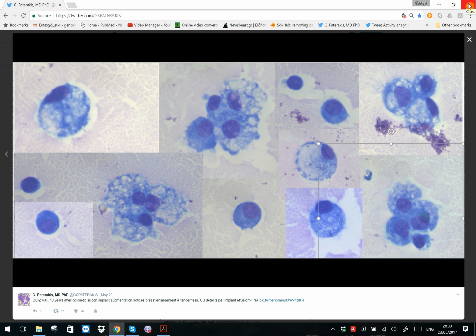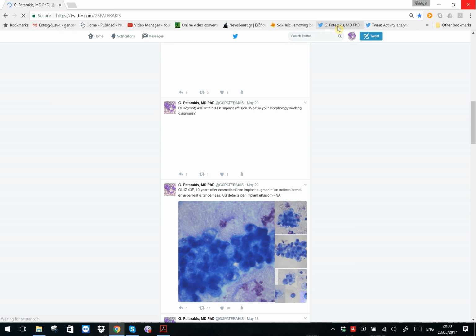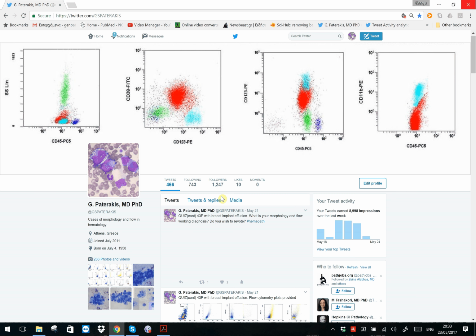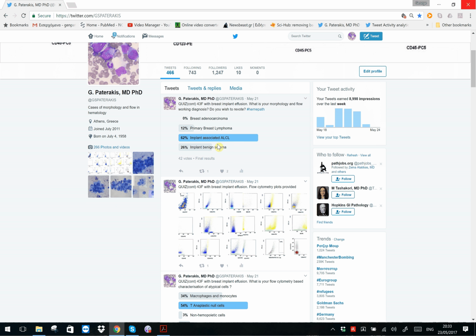Of course, the audience based their opinions on epidemiology, pointing to the most common implant-associated anaplastic large cell lymphoma, pointing to cells that looked like those. But of course, in cases of these cells, if we look again at them, we can see foamy macrophages, as discussed by several followers. And they were correct that these are foamy macrophages, of course.